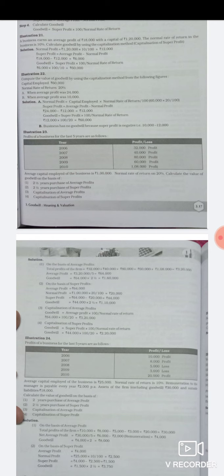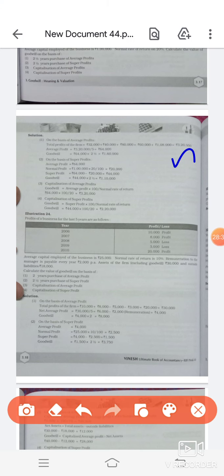On the basis of the average profit, we have to add all the amounts of profit and divide by the number of years, that is 5 years. So we divide by 5 and we get the amount. And what is the formula? Goodwill equals adjusted average profit into number of years purchase. See the sum, 2.5 years purchase of average profit, so 2.5. That is 1,60,000. Very simple sum. The next one is the super profit.